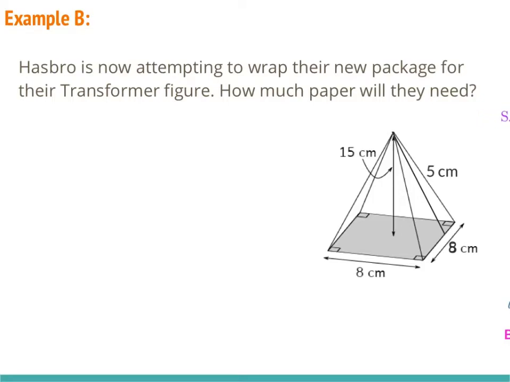Then we need to determine what kind of shape we have. Again, it's pointy at the top, so I know it's either a cone or a pyramid. I don't see a circle around the bottom, so it's not a cone, so I know I have a pyramid.